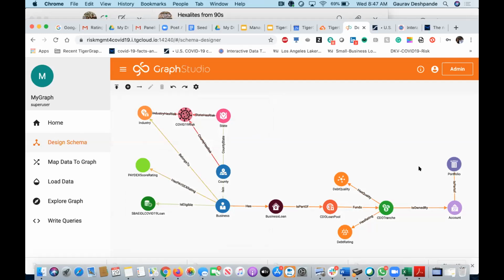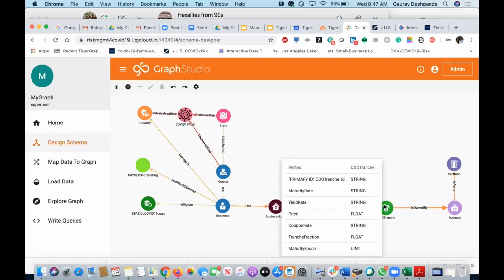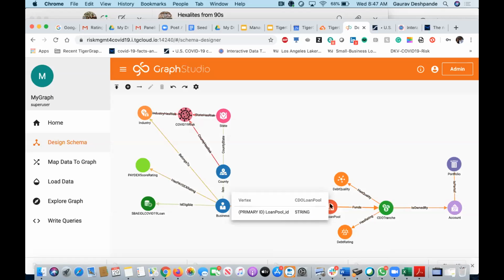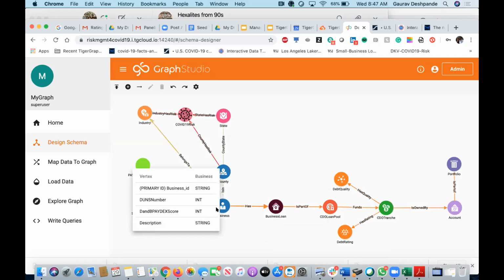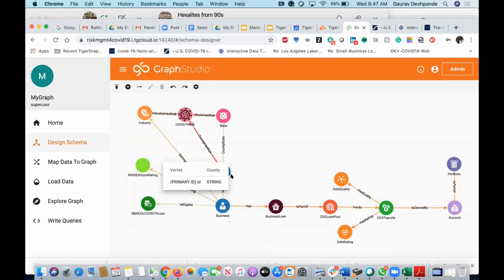And this is a toy data set, but we can do this in real time when you have tens of millions or billions of loans that are part of your graph. So the number of hops is: from account to tranche, first hop; from tranche to loan pool, second hop; from loan pool to individual business loan, third hop; from business loan to business, fourth hop; to county, fifth hop; and to the risk, sixth hop.